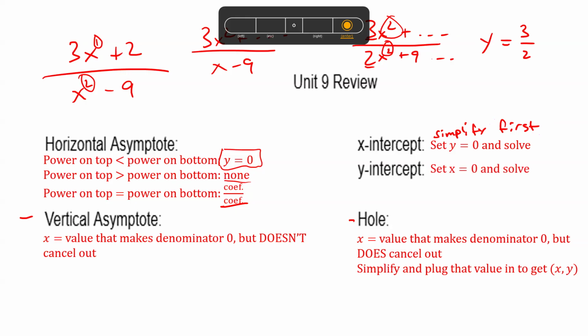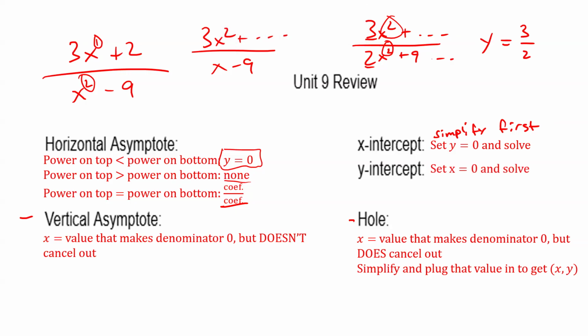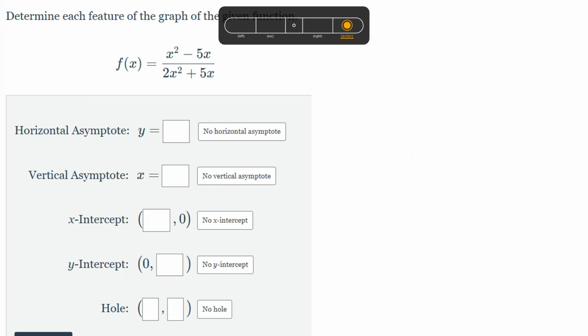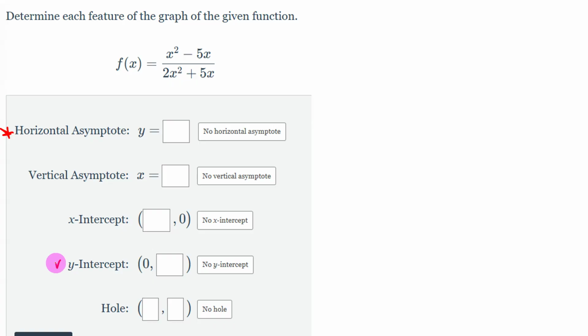The y-intercept is: let x be 0 and see what's left over, basically. That one you don't have to simplify first. The first things to always do are the horizontal asymptote and then the y-intercept. You don't have to do any simplifying with either of those. Okay, let's take a look. We want to do the horizontal asymptote and y-intercept first, just because those are the easiest.